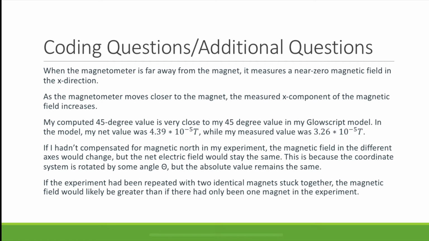If the experiment had been repeated with 2 identical magnets instead of just the one, the magnetic field would likely have been greater than if there had only been one.